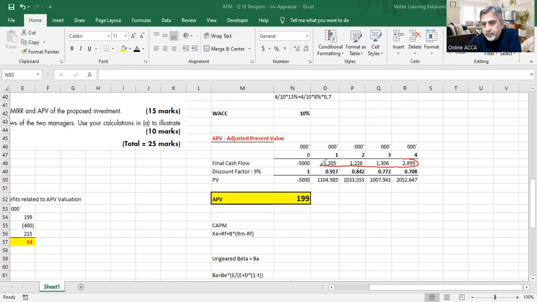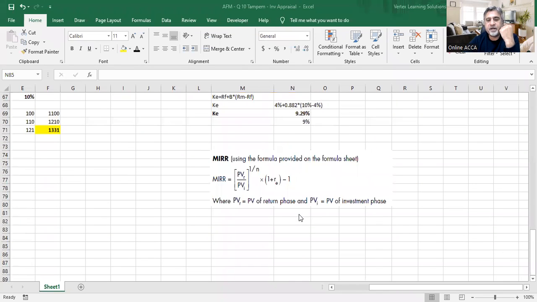And this is the present value of the return phase. So find out what you are going to get as cash flows in year 1, year 2, year 3, year 4, and you divide it by your investment. How much was your investment? So PVR divided by PVI. This is my PVI, which is your present value of investment phase, which is 5.4 million.